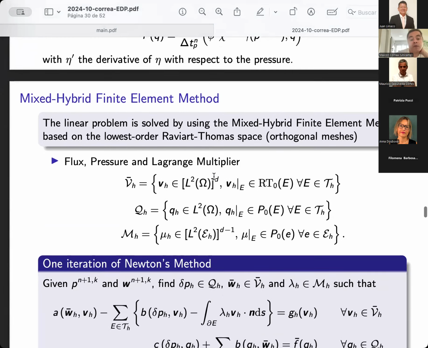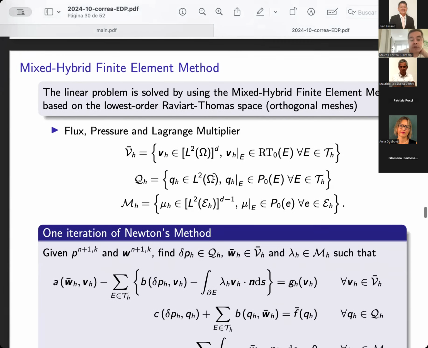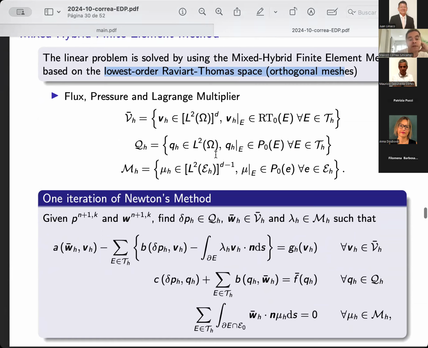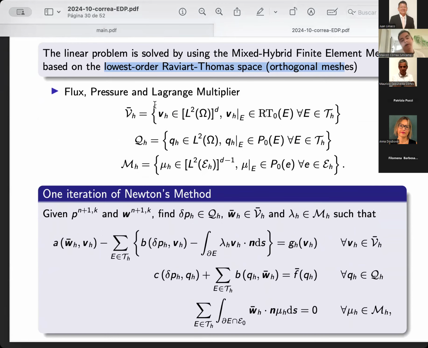And then we finally go to the total discrete formulation, where we discretize in space by selecting the lowest order Raviart-Thomas space. So this is a finite element method, well known in the literature. It's a pretty robust and efficient methodology to solve this kind of problem. Here we are adopting not the dual mixed formulation, but the hybridized version of this formulation, where we also introduce a Lagrange multiplier. So in the end, we need to solve this linear problem as one iteration of Newton's method.